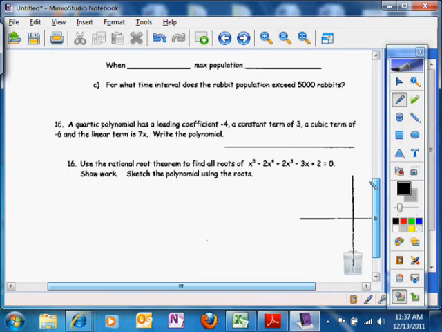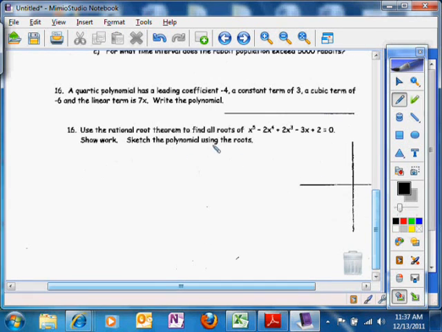Let's see. 16 says a quartic polynomial has a leading coefficient of -4, a constant term of 3, a cubic term of -6, and the linear term is 7x. Write the polynomial. This is where you need to be able to transfer this verbal expression into an algebraic expression. That should be pretty self-explanatory.